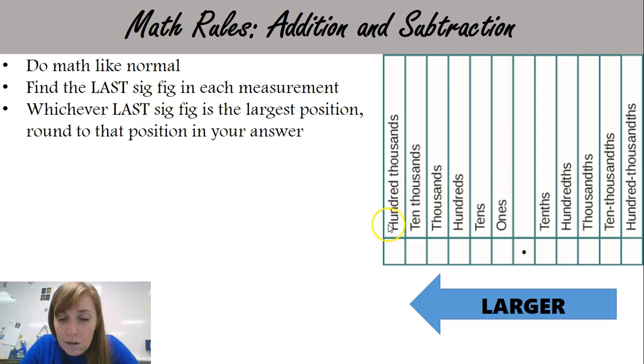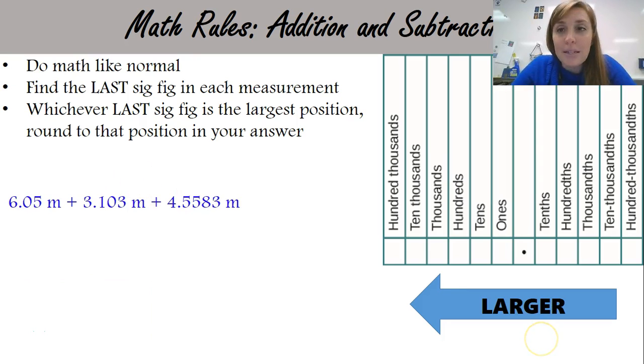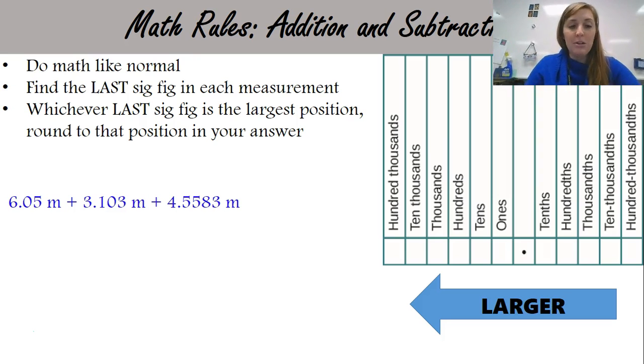Now remember, these are going to be bigger than these. So we're going to use this number line here to help evaluate where the estimation happened in each of our measurements. Let's do a practice problem. I've got 6.05 meters, I'm adding 3.103 meters, and I'm adding 4.5583 meters. Step 1, do math like normal. I want you to type all this into your calculator, write it down, and then check to see if you got the same answer as me. You can freeze the video if you need more time. Did you get 13.7113? If you did, awesome. If you didn't, we need to talk about that. But okay, we're going to move on.